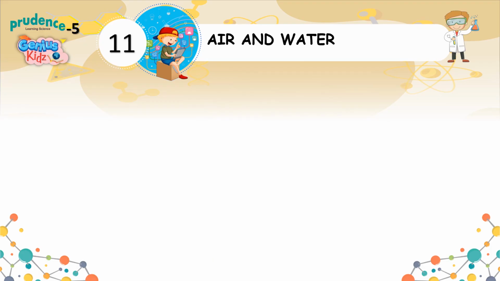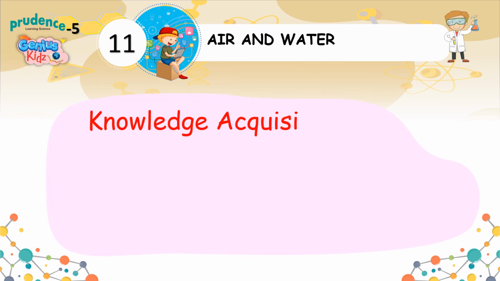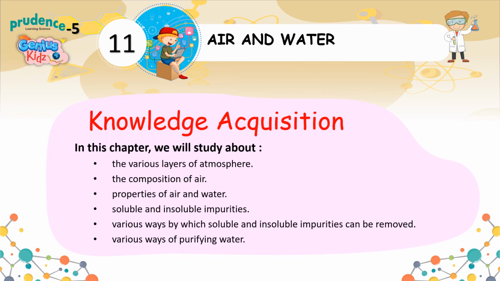Air and water. Knowledge acquisition. In this chapter, we will study about the various layers of atmosphere, the composition of air, properties of air and water, soluble and insoluble impurities, various ways by which soluble and insoluble impurities can be removed, various ways of purifying water.